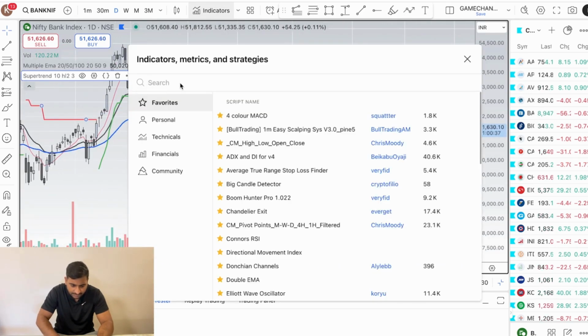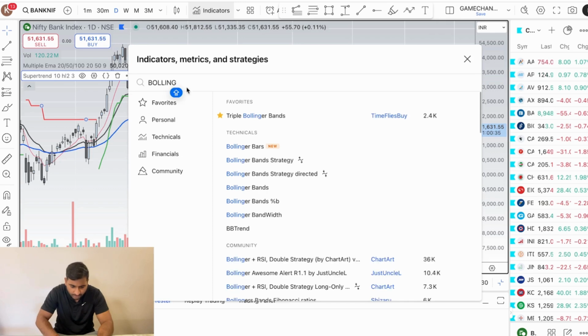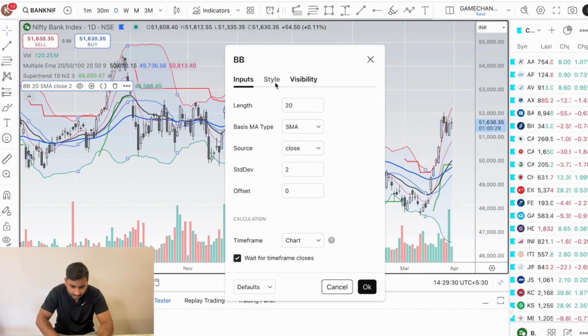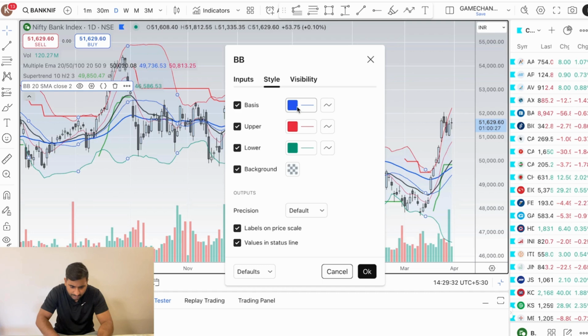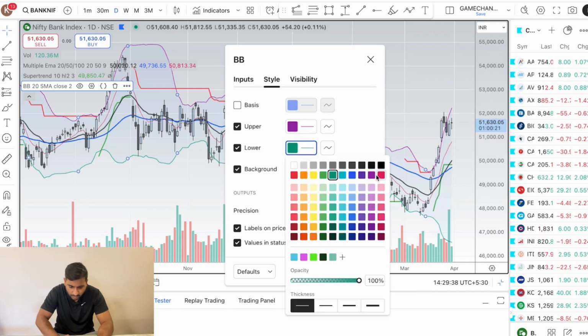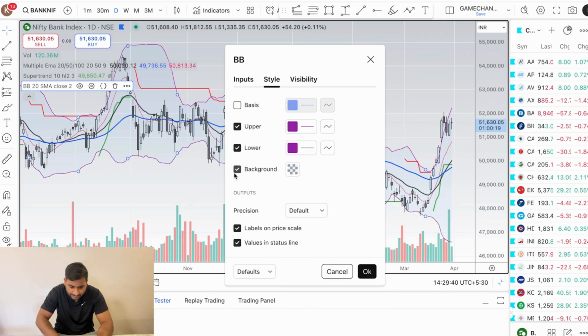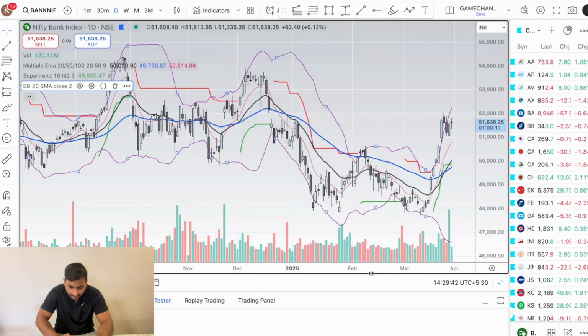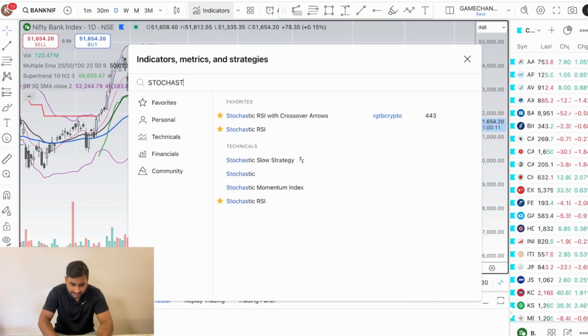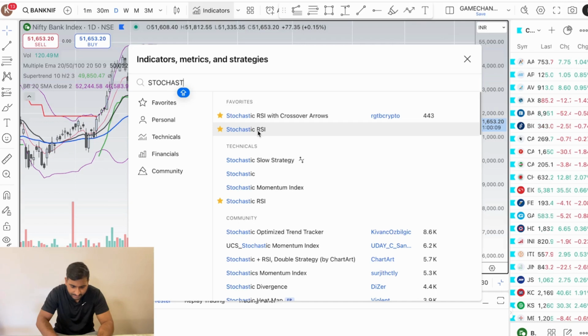After that, I want something called Bollinger Bands. So Bollinger Bands are common with everybody. The basis we don't need. The upper is going to be purple, the lower is going to be purple, and there is going to be no background fill. Another indicator that we're going to add now is called the stochastic RSI. Here, this one.